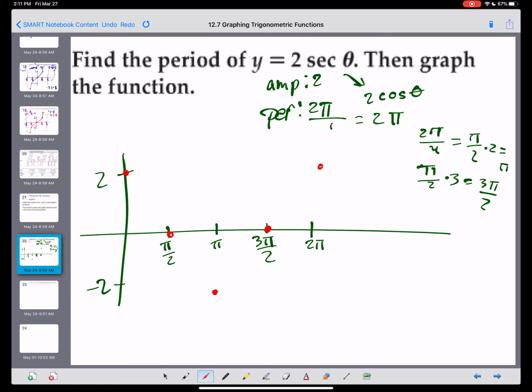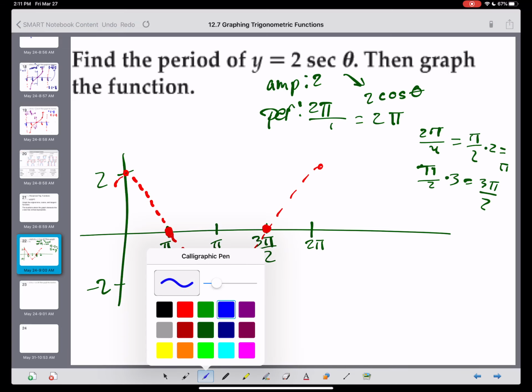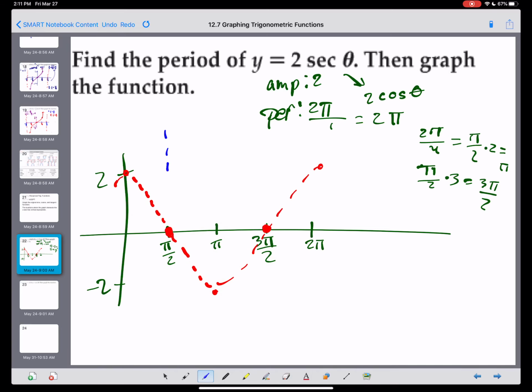And I'm going to make a dash, because remember, I'm not really trying to do cosine. I'm technically doing secant, so I'm making a dash there. Do you guys notice wherever it crosses the x-axis, I'm going to have a vertical asymptote through.